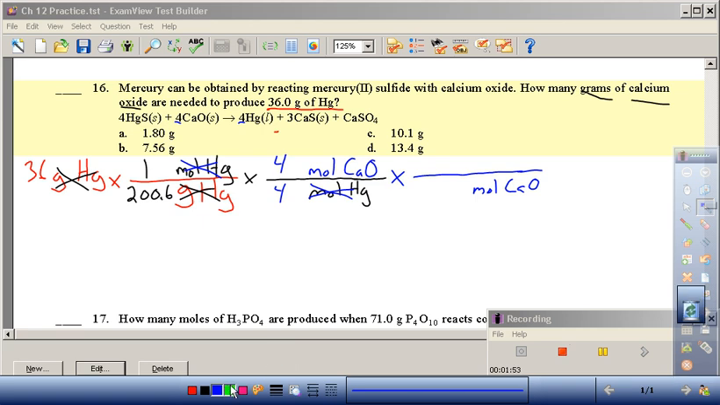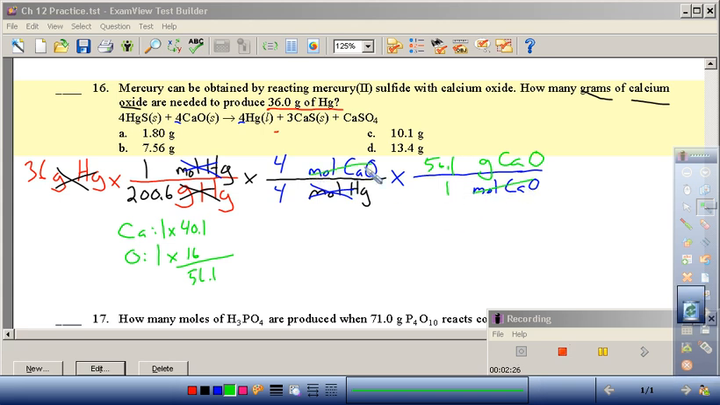Moles, what can I change to? I can always go moles to grams, and I'm looking for grams, so I'll go to grams right here. It's always 1 mole. I have 1 calcium, I have 1 oxygen. I look up calcium on the periodic table, round it to tenths, and I look up oxygen, and I'm going to add those together. That's my molar mass. That goes right there.